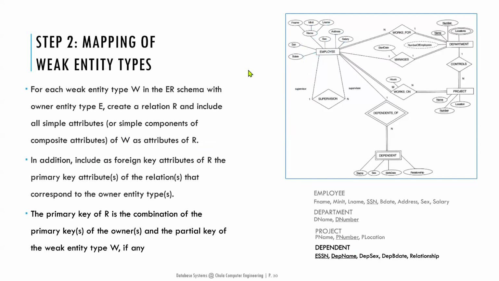Now comes step 2. For step 2, you take a look at the weak entity types. So weak entity types here, we have dependent here, right? So what we do, I say that for each weak entity type W in the ER schema with owner entity type E, so we can say that, okay, I have dependent as schema and its owner. You can specify the owner by this line here, right? The relationship says the owner is the employee for sure with this link, all right?